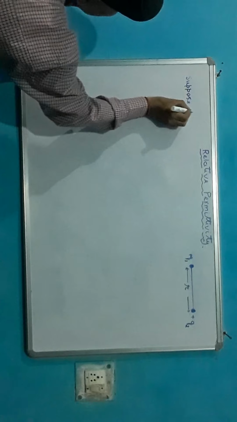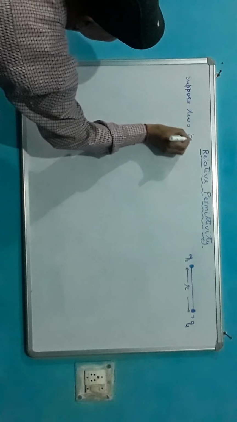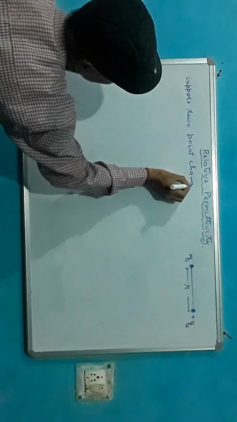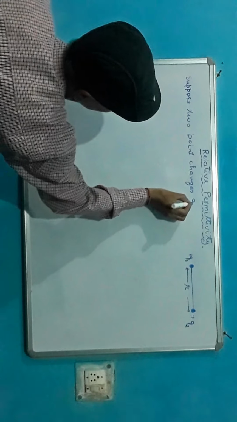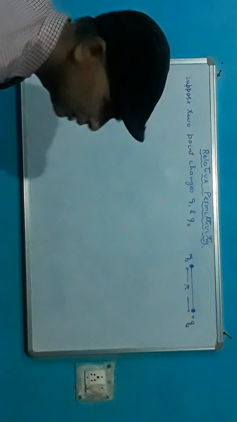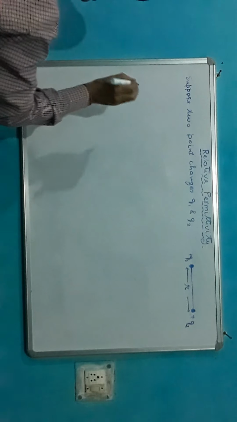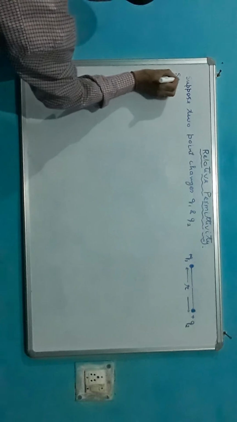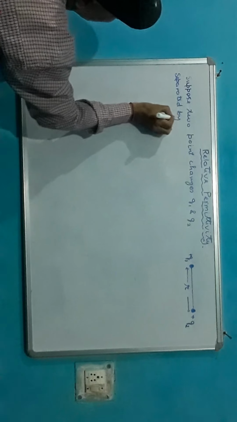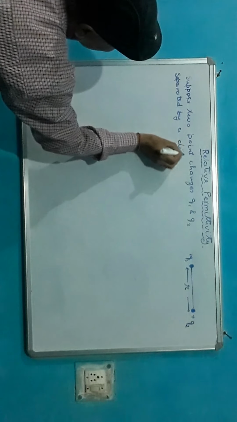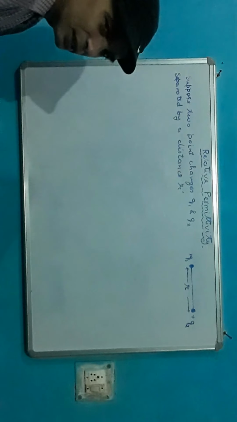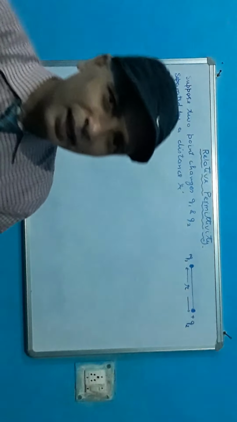Suppose two point charges Q1 and Q2 are kept at rest and separated by a distance r. We have considered these two point charges placed in vacuum.